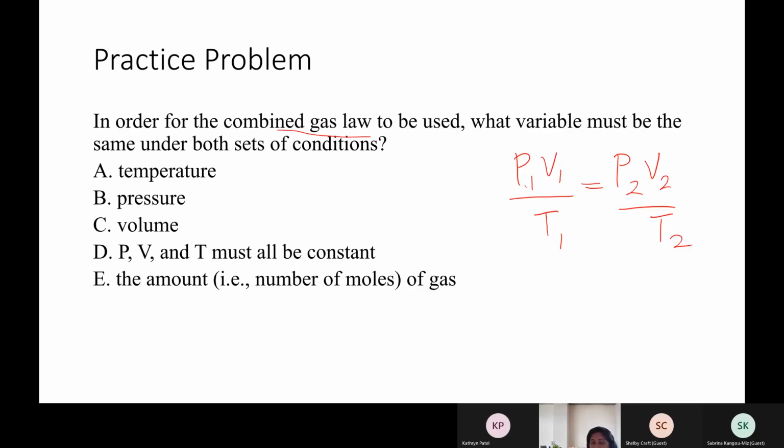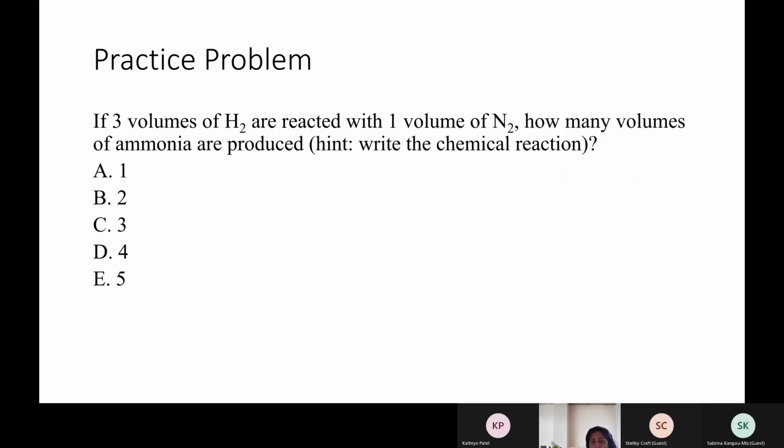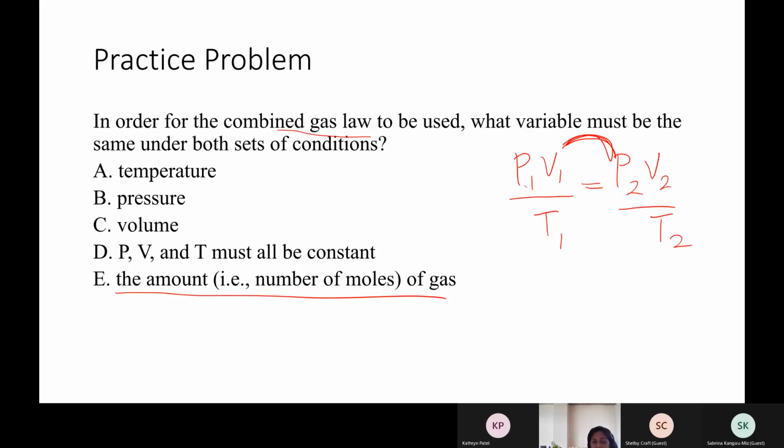Pressure, volume, and temperature must all be constant? No, doesn't make sense then. The amount, yes. If we need to use the combined gas law equation, then the amount of the gas should be a constant, or must be the same. Okay. Questions? Any questions? We'll move to the next problem.